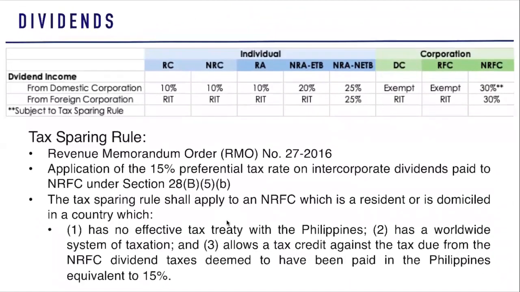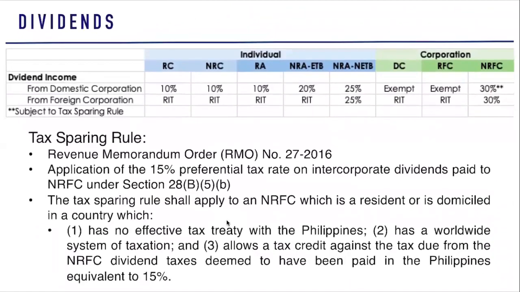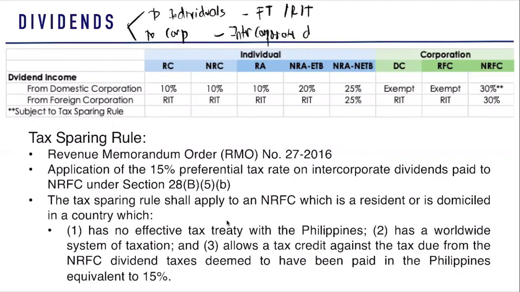We go now to another item of our final tax. We have your dividends. So for your dividends, these are different distributions from a corporation. Distributions from corporation. So if the distribution of dividend is to individuals, it is subject to final tax or regular income tax. But if that is a dividend to a corporation, we have your intercorporate dividends. Intercorporate dividends. This is exempt, except for your NRFC. Except for your NRFC. Okay?